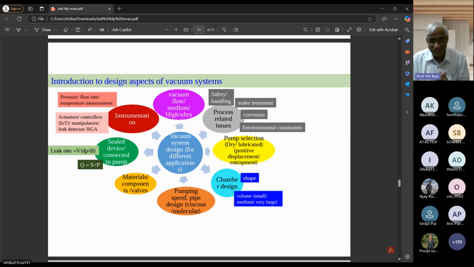System design is important for a variety of reasons. One is quality of the product. The other is cost effectiveness. The third thing is reliability and sustainability. Okay, these things. Next slide, please.